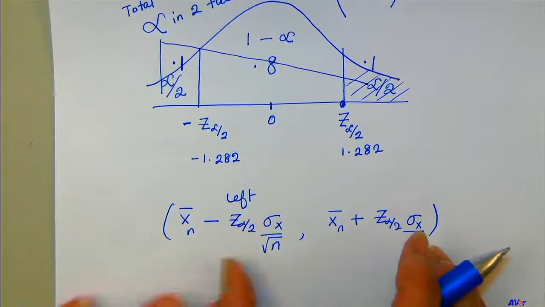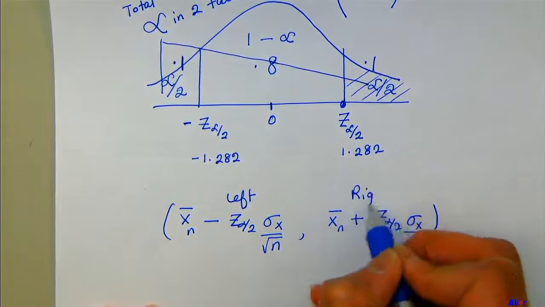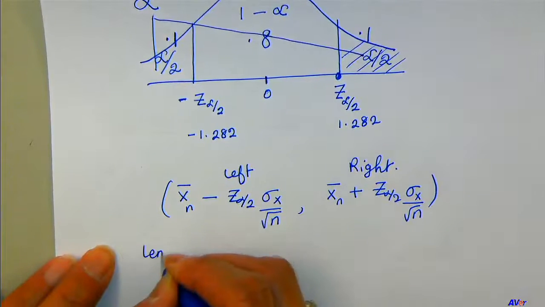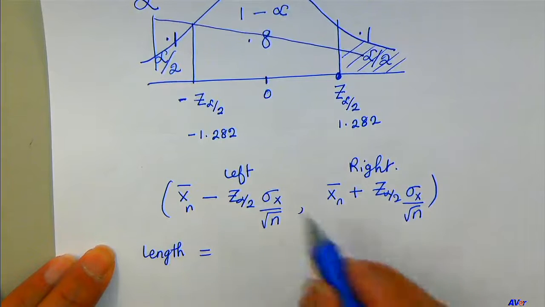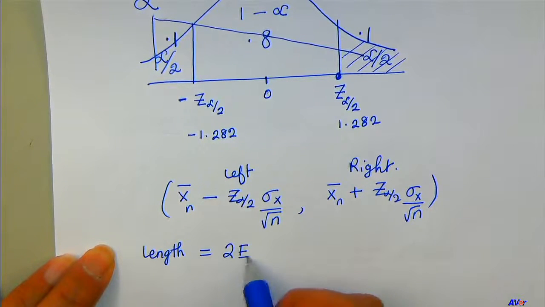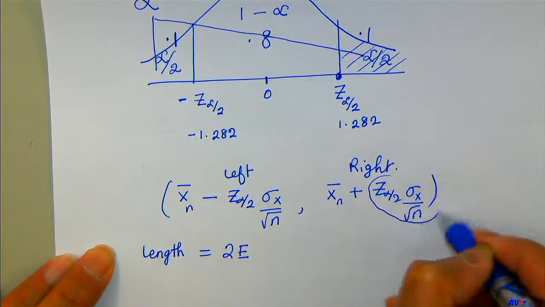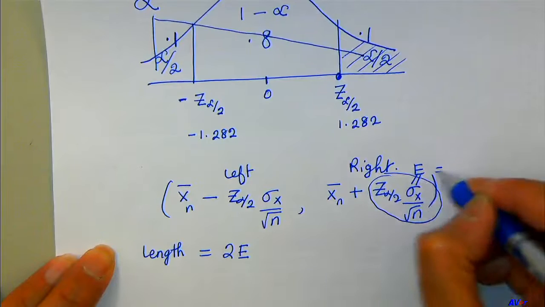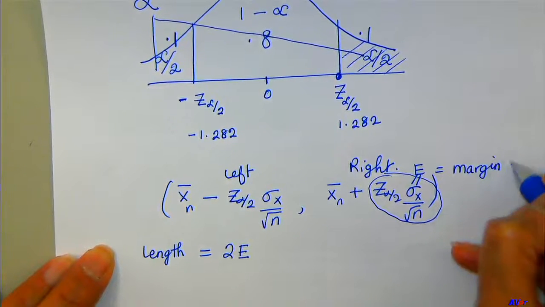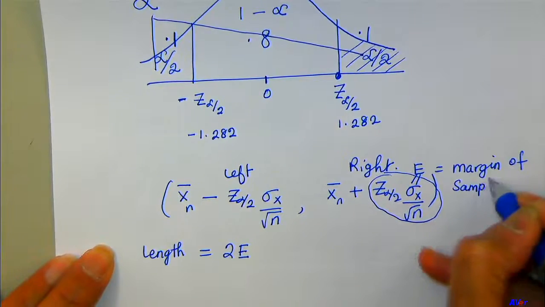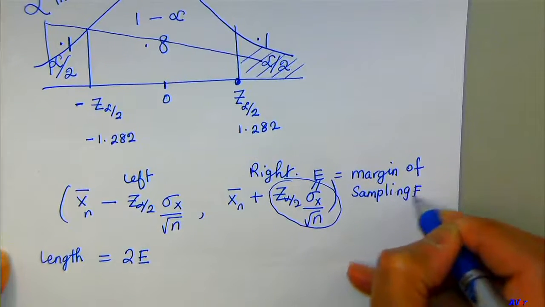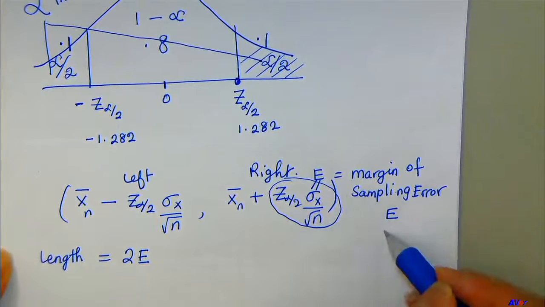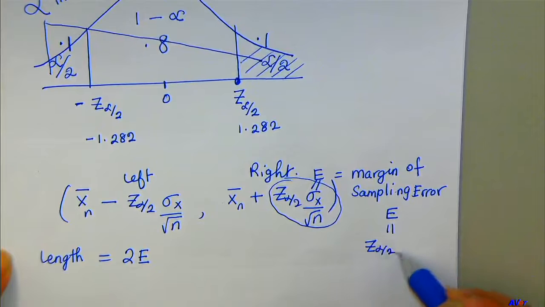That's the confidence interval, this being the left endpoint, this being the right endpoint. That means the length of the confidence interval is equal to 2E, where this mess is E, the margin of sampling error. The margin of sampling error, E, is denoted by Z alpha over 2 sigma over root n.